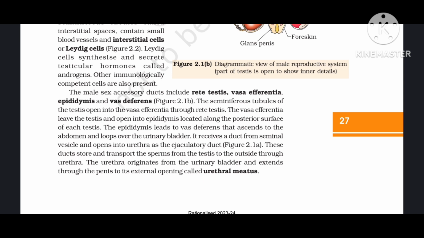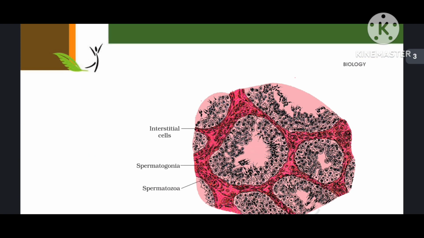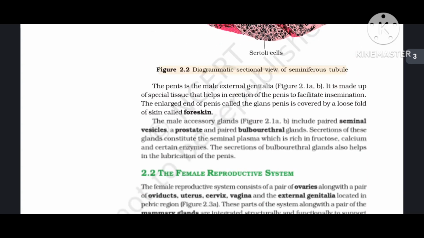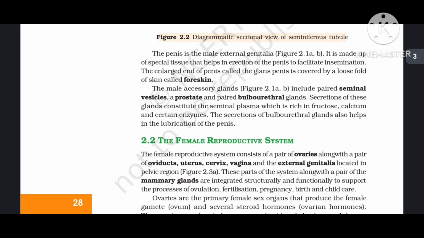The male sex accessory ducts include rete testis, vasa efferentia, epididymis, and vas deferens. The seminiferous tubules of the testis open into the vasa efferentia through rete testis. The vasa efferentia leave the testis and open into epididymis located along the posterior surface of each testis. The epididymis leads to the vas deferens that ascends to the abdomen and loops over the urinary bladder. It receives a duct from seminal vesicle and opens into urethra as the ejaculatory duct. These ducts store and transport the sperms from the testis to the outside through urethra.